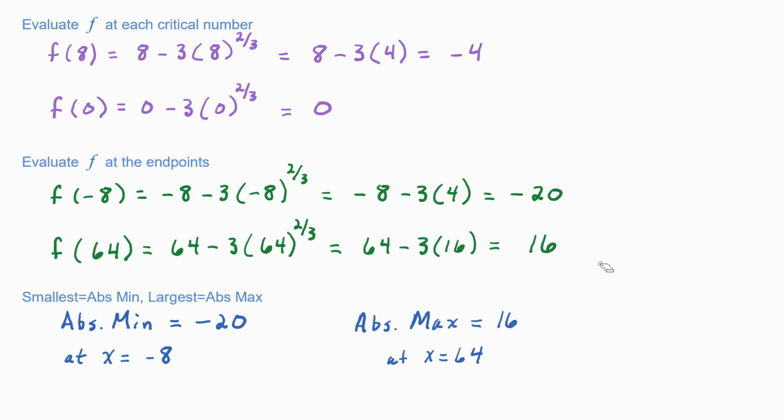And as you saw in these three different examples, they can both come from the critical numbers, they can both come from the endpoints, or you can get one from each. That's why you just have to plug in the critical numbers to f, you have to plug in the endpoints to f, and then you see which are the largest and smallest y values.